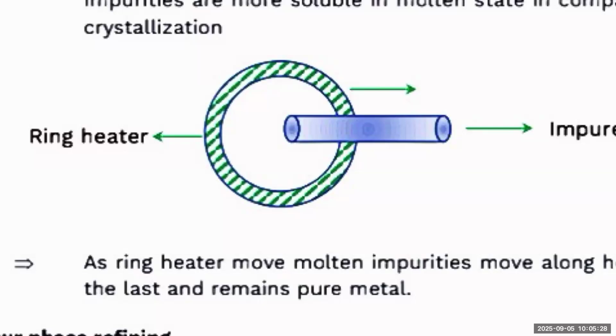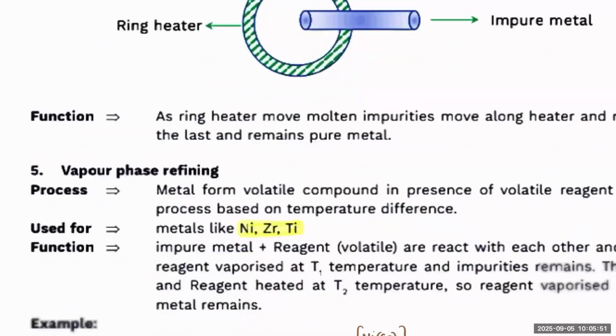So basically, you are trying to pull all the impurities in one direction. As it comes to the end, you cut the end off. That's it. So what remains? Ultra pure metal. This is the way you can get ultra pure metal using zone refining. Understood now?